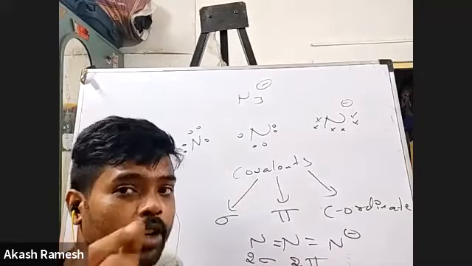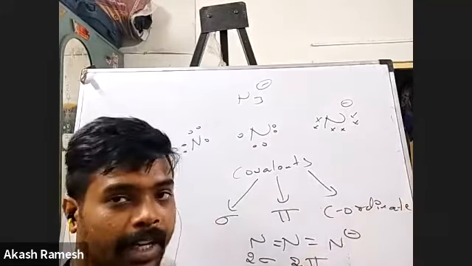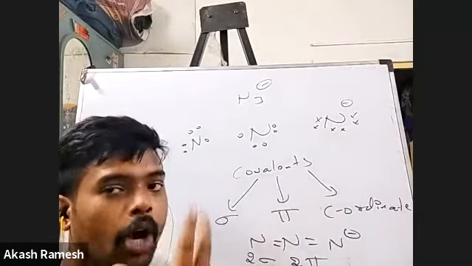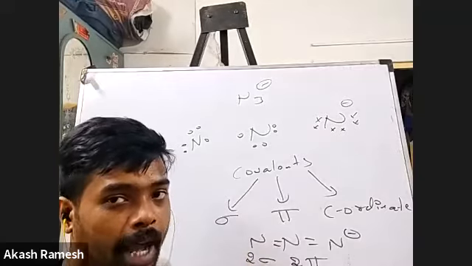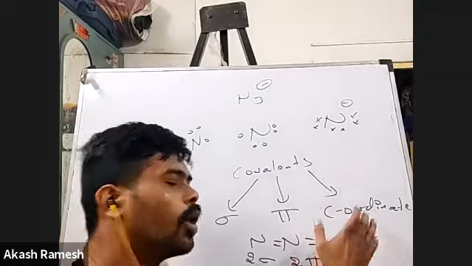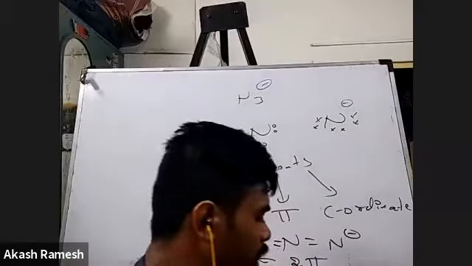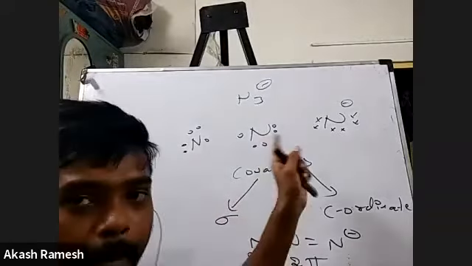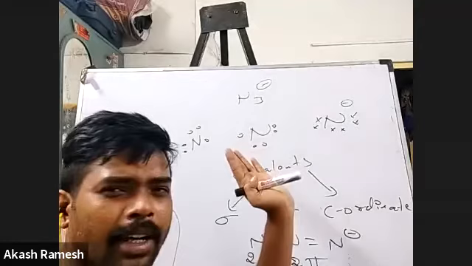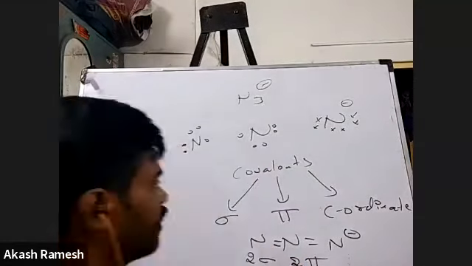I think I have some time. I will introduce you to the concept of what this coordinate bond is. Right now, sigma and pi vary based on how the overlap of orbitals is happening. With respect to that, my sigma and pi varies. But coordinate bond is an entirely different case. Now, let me take a very small example. We'll come back to this example and I'll tell you how to draw the Lewis dot structure. Wait for it. But we'll take a little simpler example so that you'll be able to understand this better.